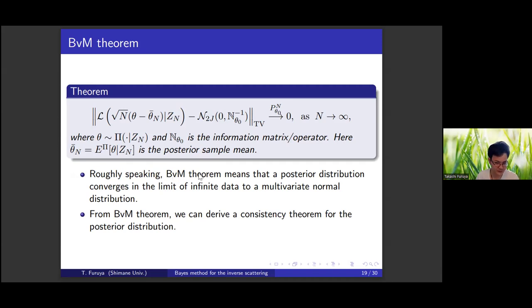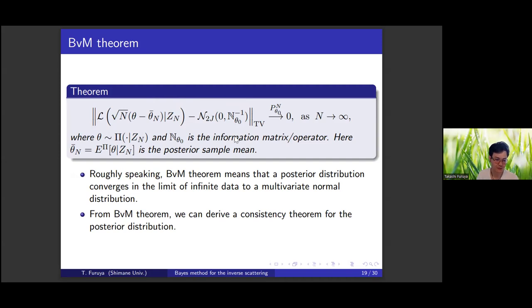As I said, the BvM theorem means that the posterior distribution converges to the normal distribution. I introduced the BvM theorem because from it we can derive the consistency theorem for the posterior distribution. That means the BvM theorem has more information than the consistency theorem. Now we assume that Q is piecewise constant, which is a more restrictive assumption, and in this case we can also have a BvM theorem: the posterior distribution converges to the normal distribution.